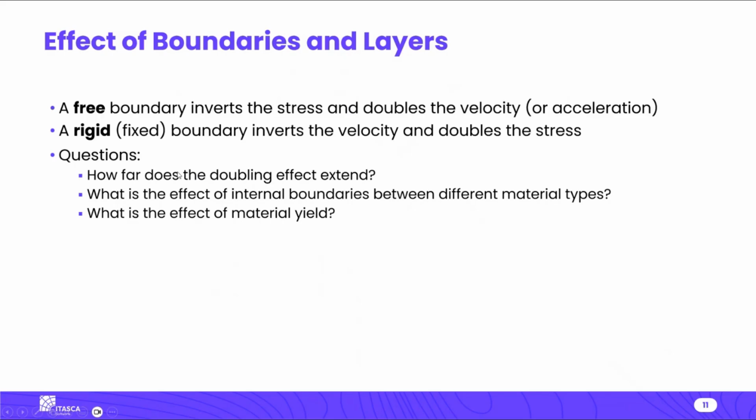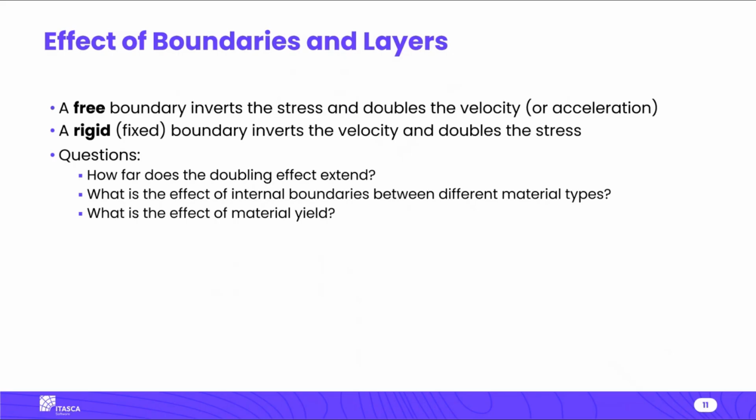So we can just have a look at that, and while we're doing that, we can try and answer a couple of questions. We know that with the free surface we have this doubling effect. Well, how far does that extend? How close to the surface do we see that doubling? What is the effect of internal boundaries between different material types? The case of this free surface is an extreme case where we have rock touching air, but what if we have one type of rock touching another type of rock with different properties? Then what happens? And then the third question we can look at is what happens if we have material yielding?